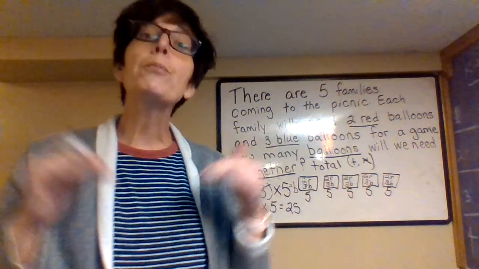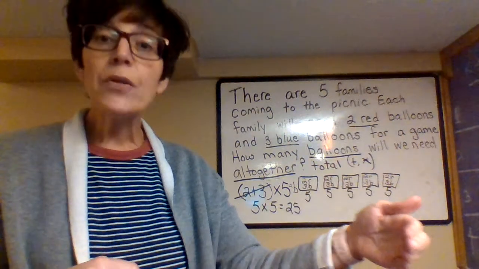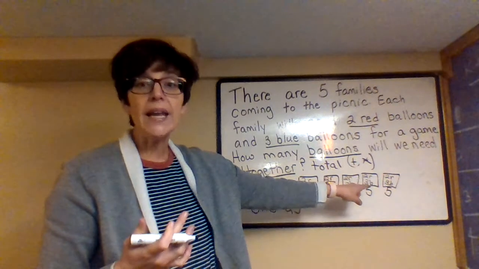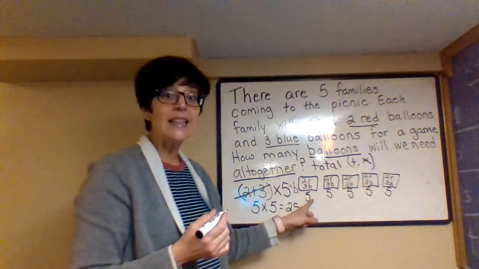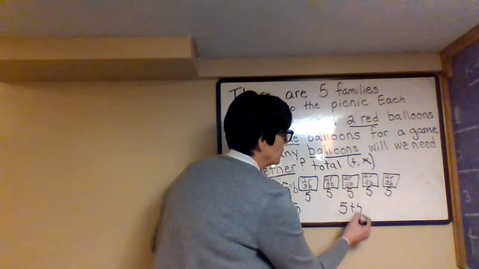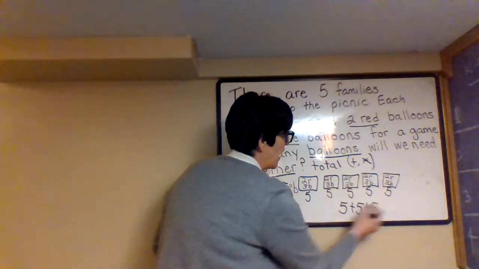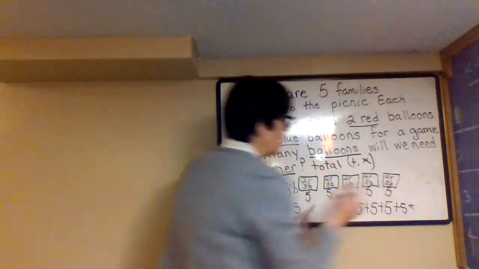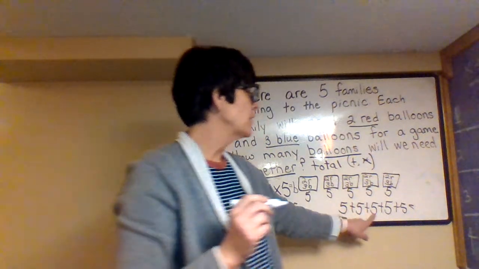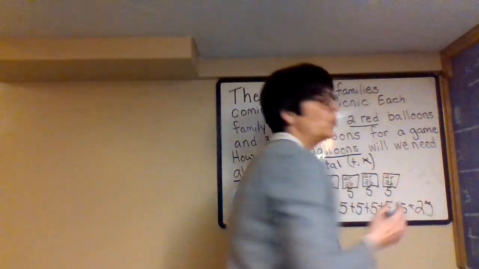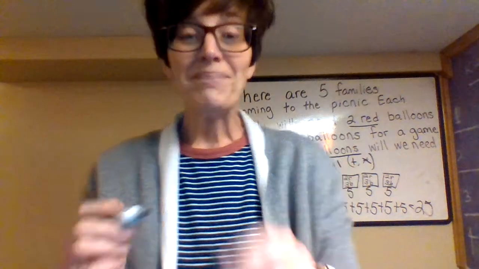Okay, now does that seem like a reasonable answer? How do I know? I'm going to prove it by doing it another way. So I'm going to do this now. Look what I did, this work already. I could do exactly this. I could do 5 plus 5 plus 5. 1, 2, 3, 4, 5. 5 plus 5 is 10, 15, 20, 25. 25 balloons.